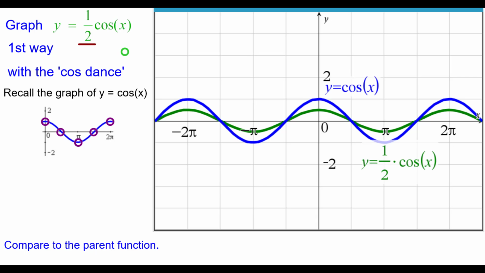Comparing that to the parent function that's in blue here, y equals cosine of x. The blue coordinate times 1/2 is the green coordinate, not just here, but at every single point. Pause as needed.